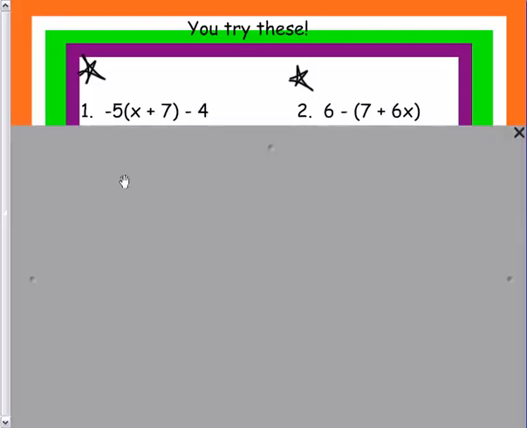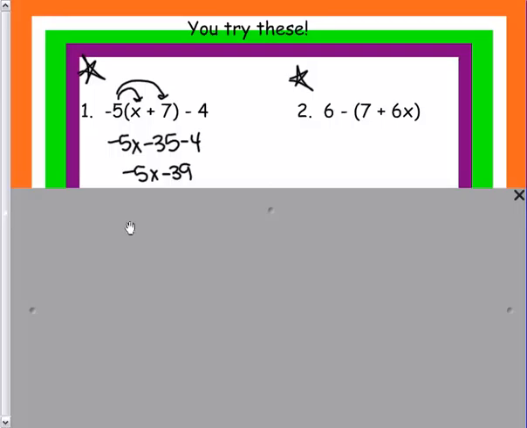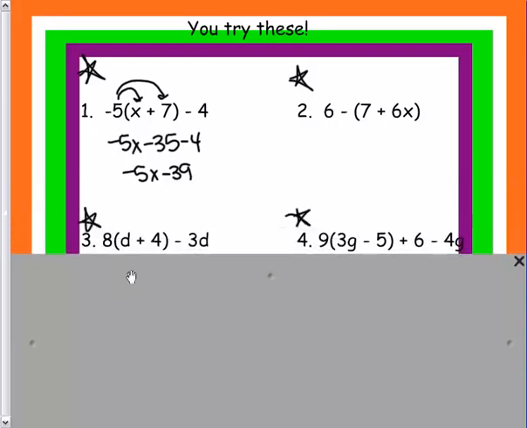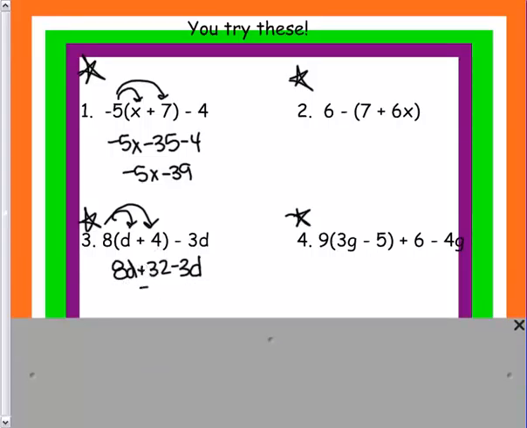Okay, let's look at 1 and 3 first. We've got a negative 5x and a negative 35 because we distributed the negative 5 to both of these numbers. I'm subtracting 4 from that, so I get negative 5x minus 39. All right, let's look at 3. We've got 8 times d and 8 times 4. So we get 8d plus 32 minus 3d. I'm going to take 3d away from the 8d, and I'm left with 5d plus 32. Okay, make sure you have those written down.